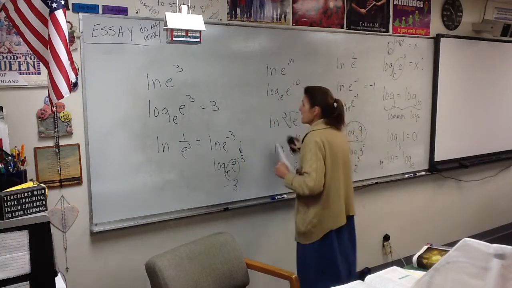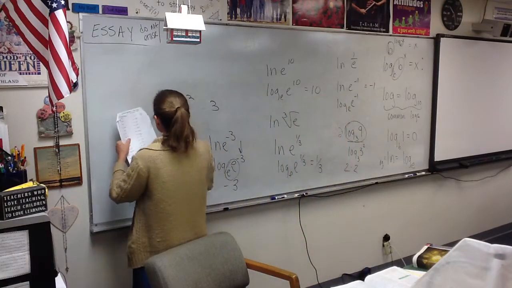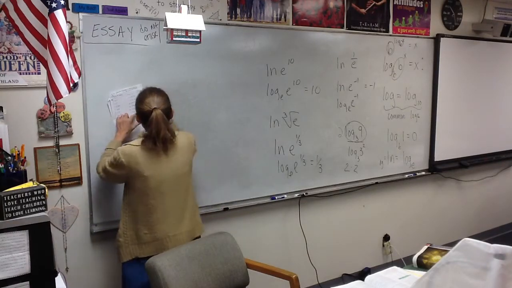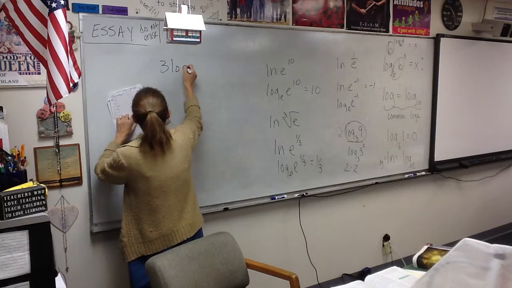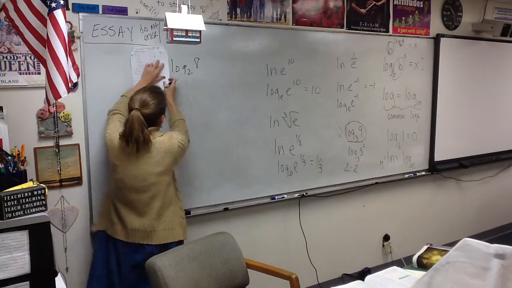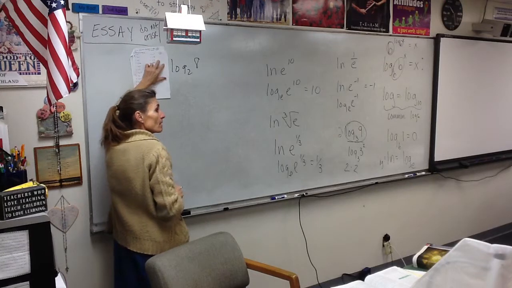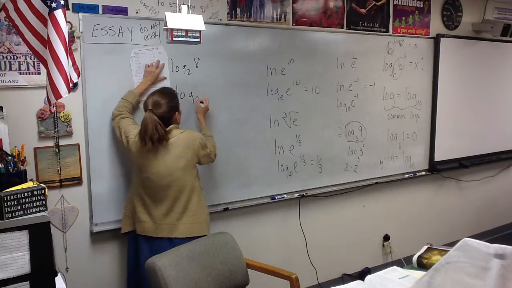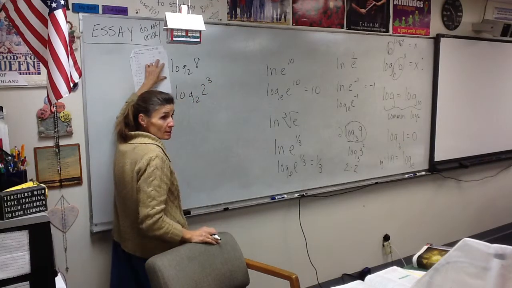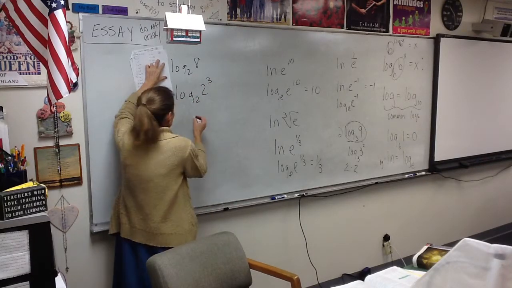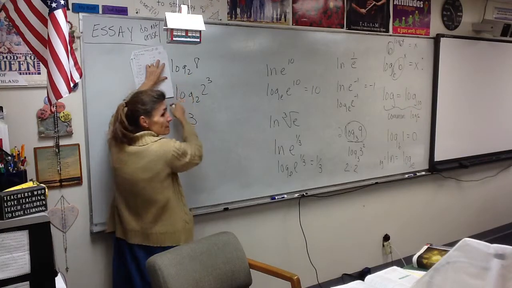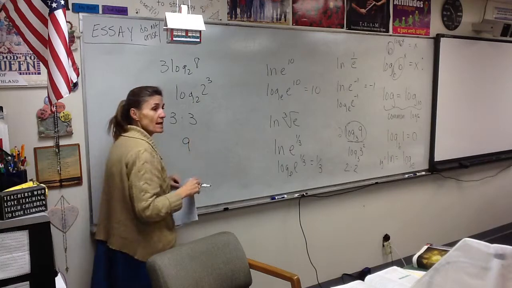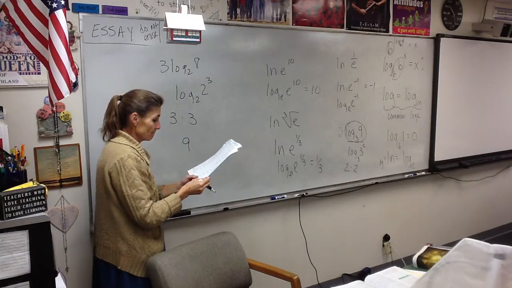All right, let's look at 21. 21 says 3 log base 2 of 8. All right, cover up the 3 for a minute. What's the log base 2 of 8? That would be the log base 2 of 2 cubed, which is 3. So that's 3. But what am I doing with that 3? Multiplying it by 3, so the answer is 9.